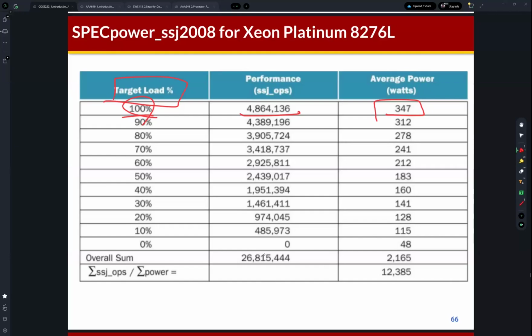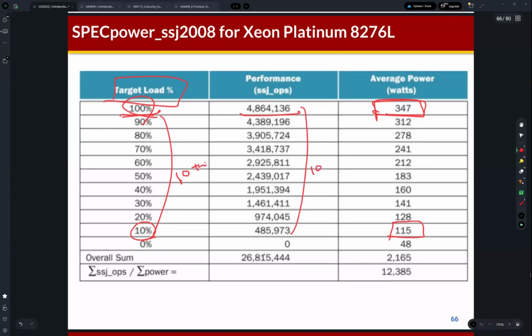We can find that at 100% the average power is 347, and at 10% the average power is 115. The workload is 10 times different, which means the performance at 100% is 10 times that at 10%. So how about the power? Power is only around 3 times. So what does that mean?